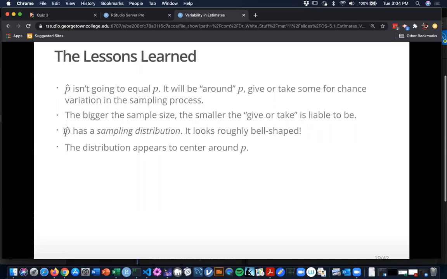But also that if you put the p hats together, if you put a lot of them together, you get a sense of the distribution of this random variable p hat, and it actually looks roughly bell-shaped, especially at the larger sample size, and that it's centered around the unknown population proportion p.